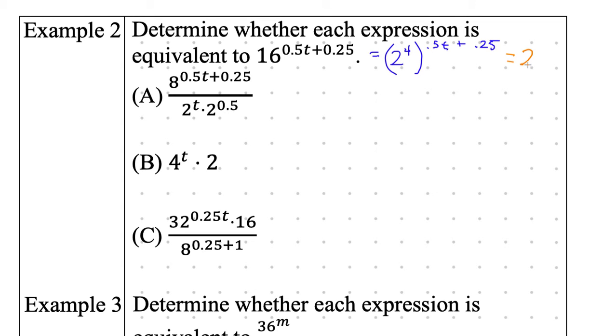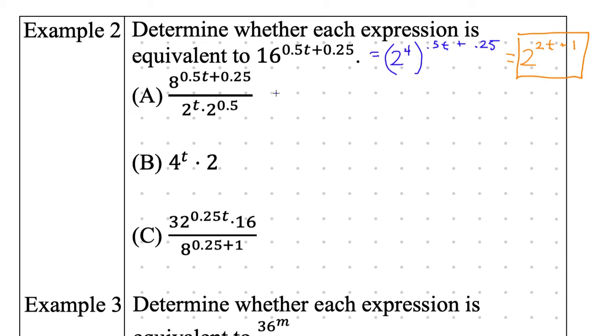So this is going to be 2 to the power of 2t, and then this is going to be a plus sign, and then what's 4 times 0.25, or 4 times a quarter? That's going to be 1. So this simplifies into 2 to the power of 2t plus 1. That's what I'm comparing all of these to.